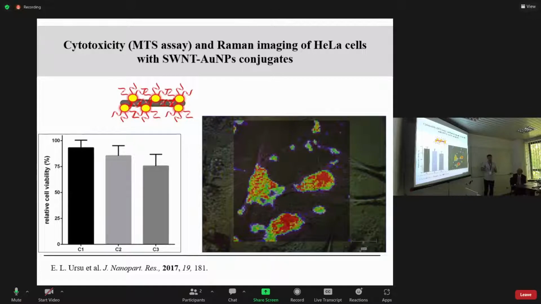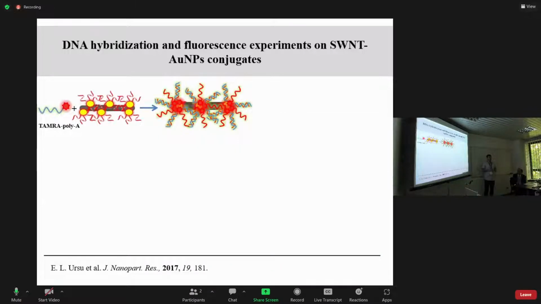Well, so far so good. The next step was actually what I said, that we can post-synthetically attach targeting molecules or any kind of molecules through hybridization.